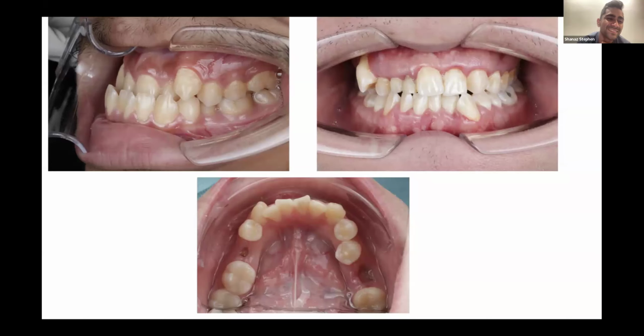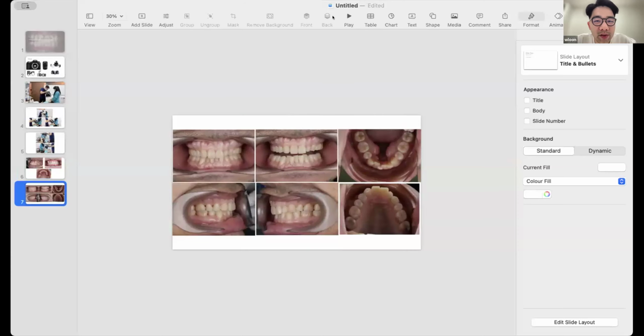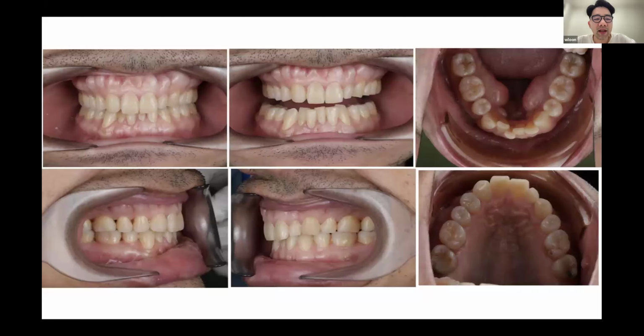Then my last photo is this one. In terms of sharing your normal bite photos, I try to also take the middle photo, which is slightly opening up.